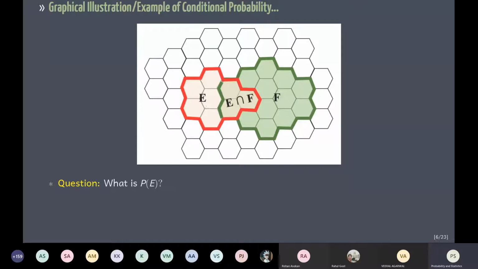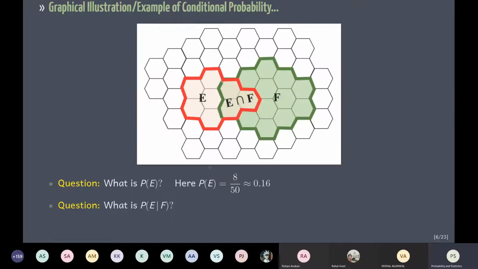So what is the probability of E? The red thing is the E event. How many are there? 1, 2, 3, 4, 5, 6, 7, 8. So the cardinality of E is 8, and the total number of cells is about 50. I'm not sure, maybe 50 or something. So in this case, the probability of E is 8 by 50. Okay, done.